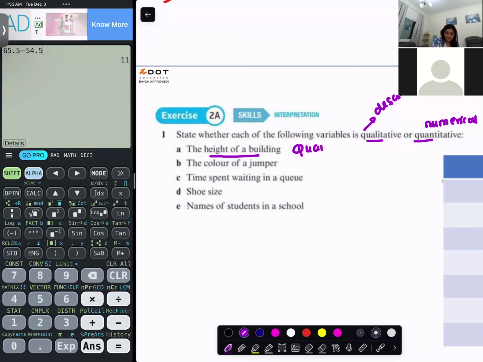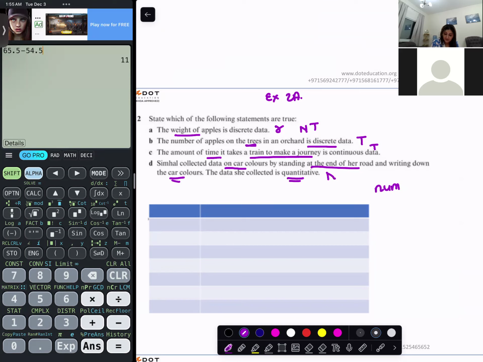Simhal collected data on car colors by standing at the end of a road and writing down the car colors. Car colors is a descriptive word, it cannot be a number. Data she collected is quantitative. This is not true. The data she collected is qualitative, not quantitative.